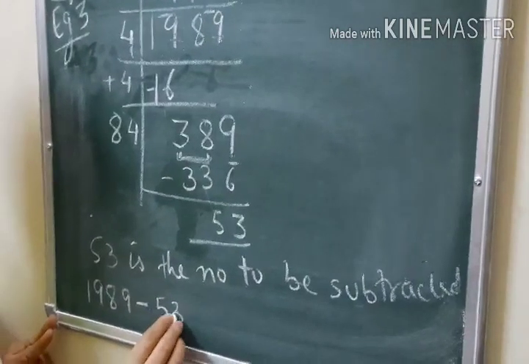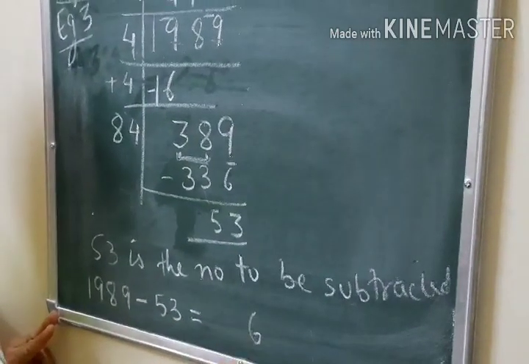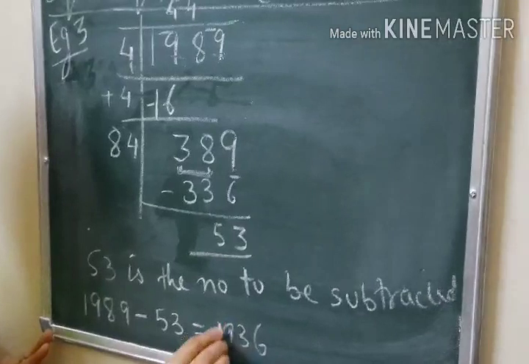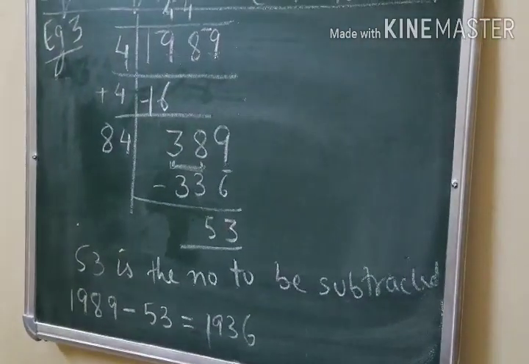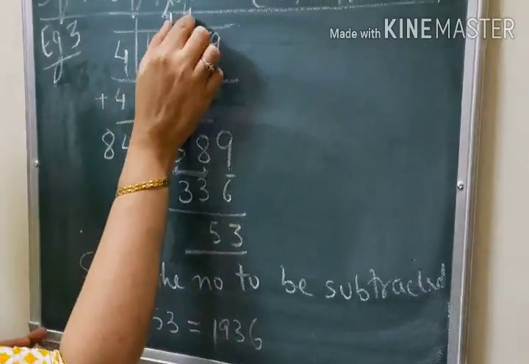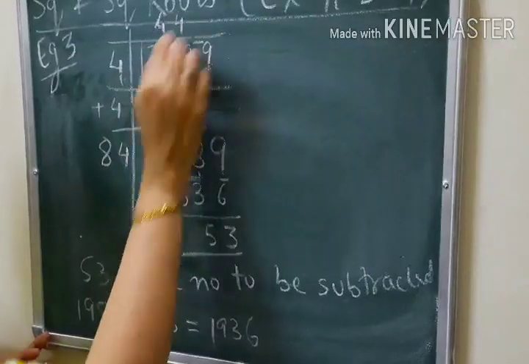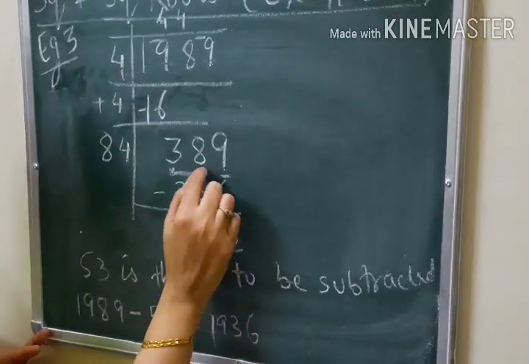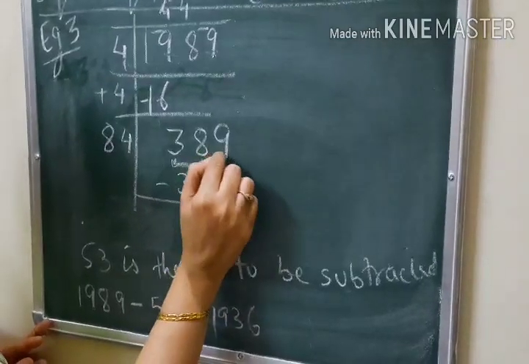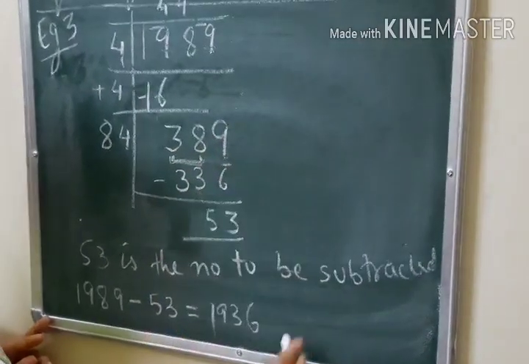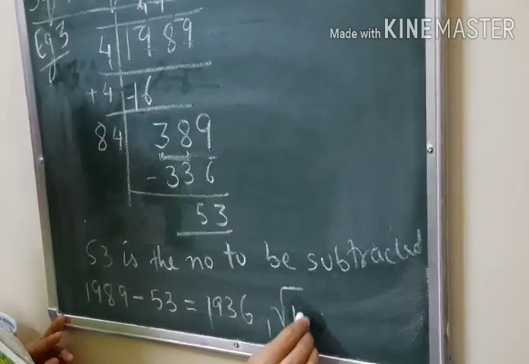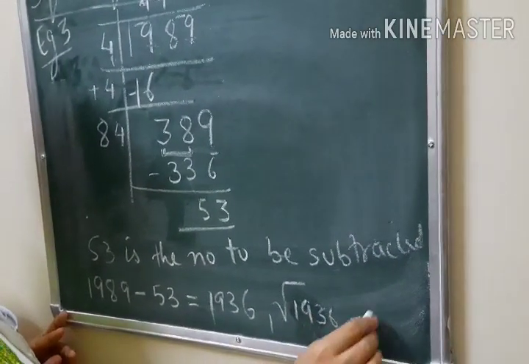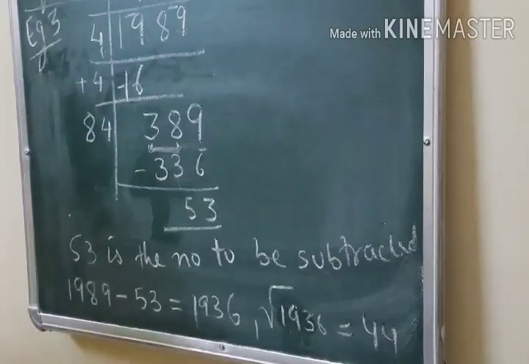So we'll subtract and we'll find what the number is. 1936. So what is the square root of 1936? It will be 44 only, because if 53 you subtract from this number, you must get 336 only. So square root of 1936 is 44. So this is your answer.